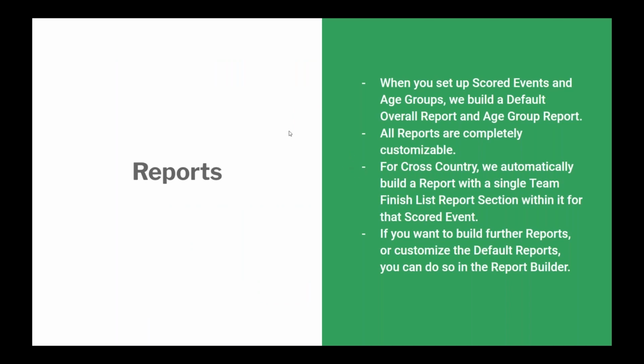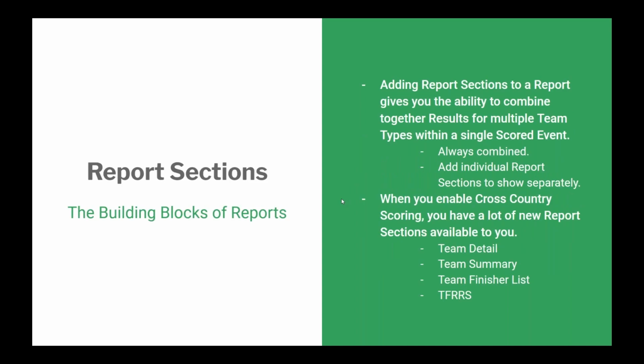So reports, when you set up scored events and age groups, we do build a default overall and age group reports. All reports are completely customizable. A lot of you guys know this because you're using RaceDay scoring already, and you're building out custom reports for your other events. But for cross country, we automatically build out a report with a single team finish list report section within it for that scored event. If you want to build further reports or customize default reports, you can do it within the report builder.